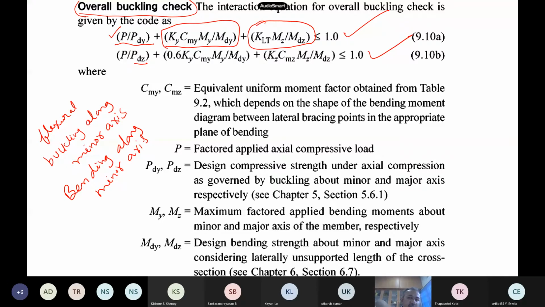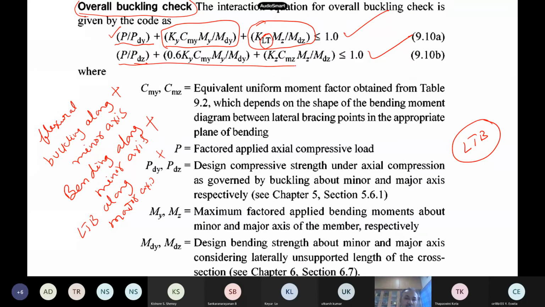If we see here, what is the LT? LT stands for LTB, lateral torsional buckling. Lateral torsional buckling along which axis, minor or major axis? Major axis. So this is the interaction equation, a combination of these terms. So that is the first equation.